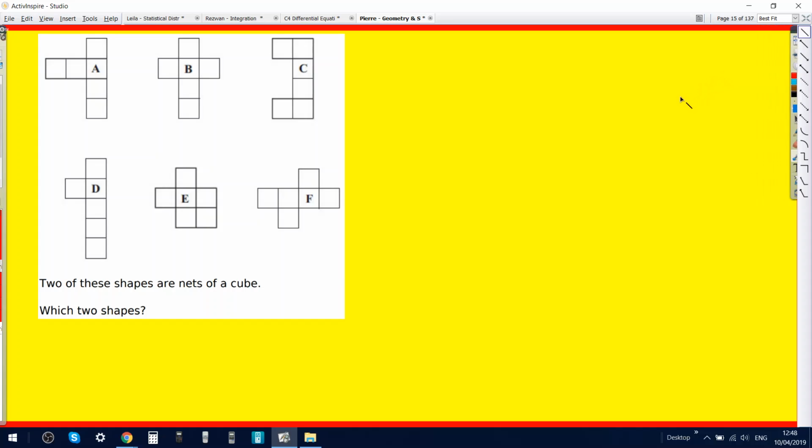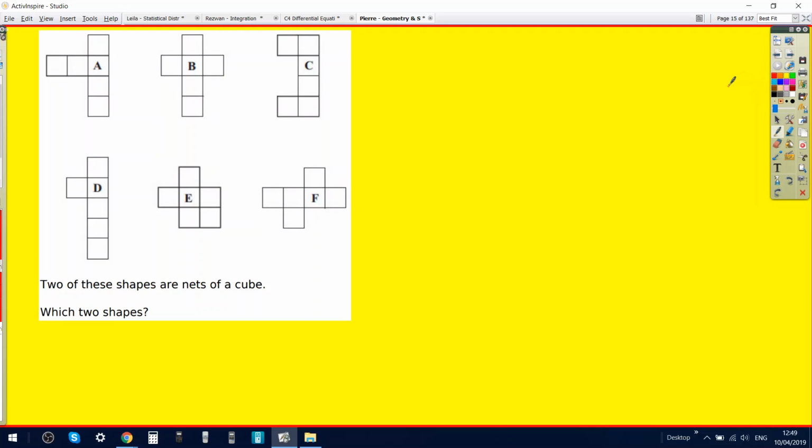Two of these are nets of a cube. Which two? Okay, so it has to add up to 6. So it would be. They all add up to 6. Oh, they do. Would it be B is one of them? So B is the one you just did, I think. Yeah. So that's great.